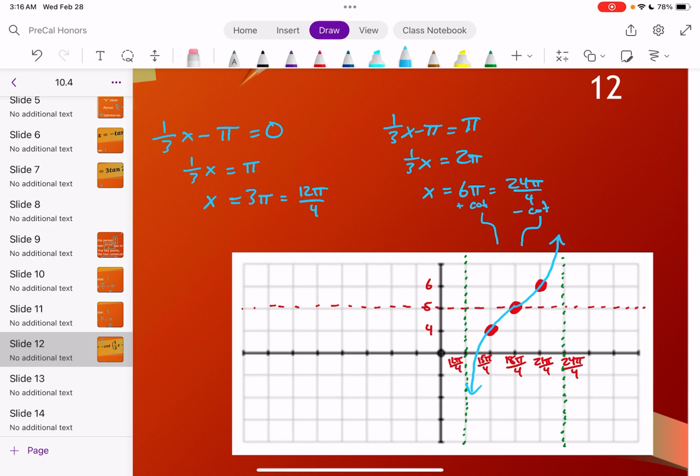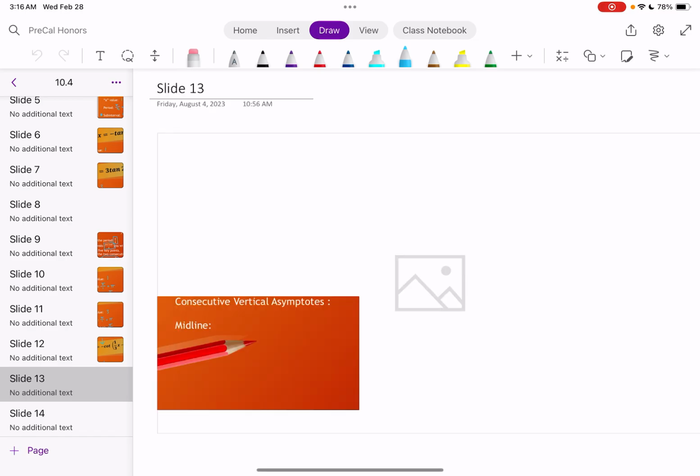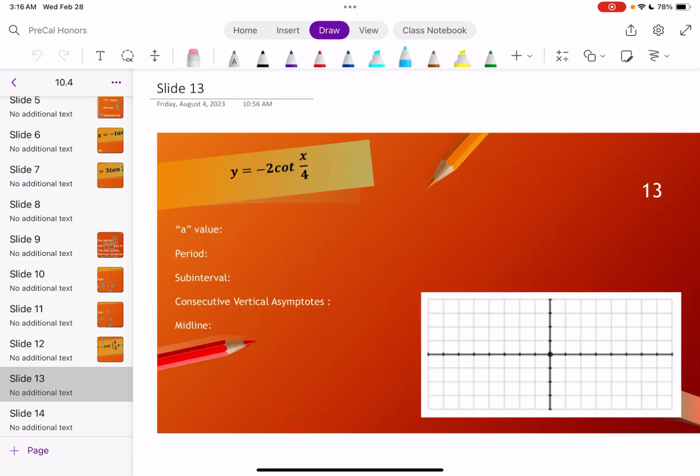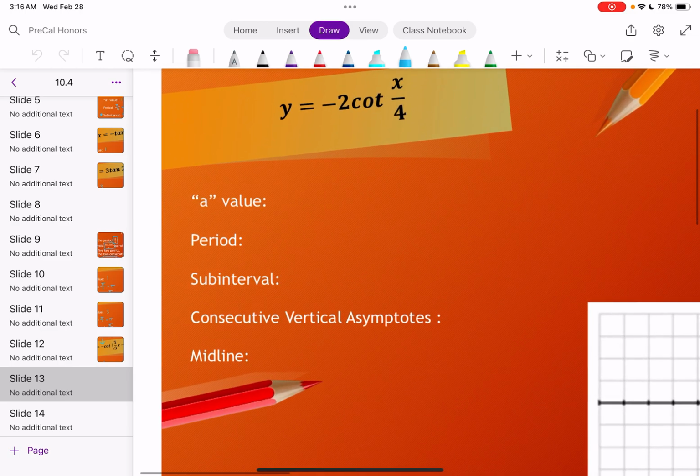Let's go ahead and take a look at slide 13. In this case, we take a look at our a value, which would be 2. Our period would be pi over b, which is 1/4. This would end up giving you 4 pi as your period. 4 pi over 4 will give you pi as your subinterval.